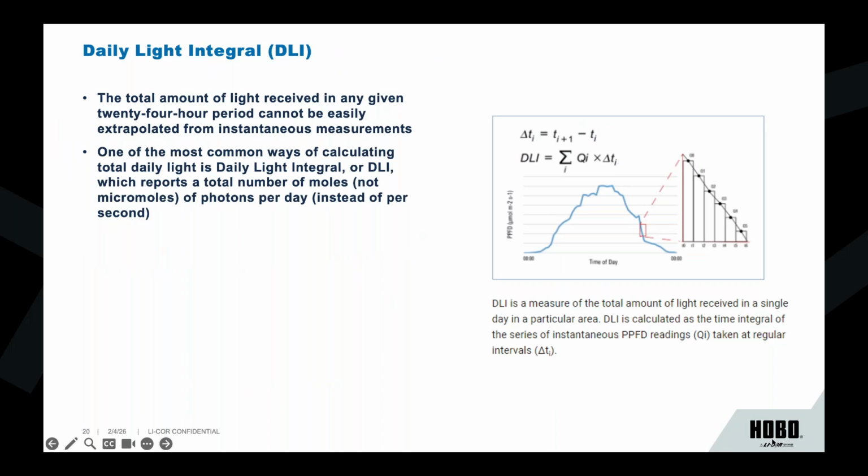So a daily light integral calculates the total amount of light received at that particular point for an entire day. And in that case, we report the total number of moles of photons per day, rather than looking at per second, because it's a lot. So we end up with moles of light. So that is another one of the things that the LI-192 and the MX-2502 can measure.